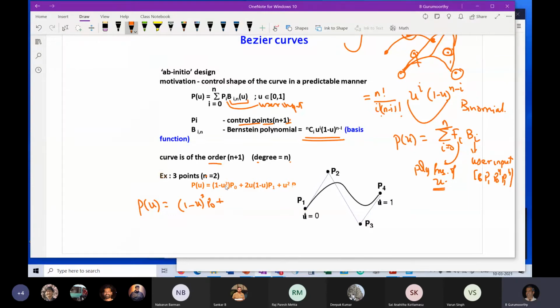There's a mistake here. This square should be outside the bracket.